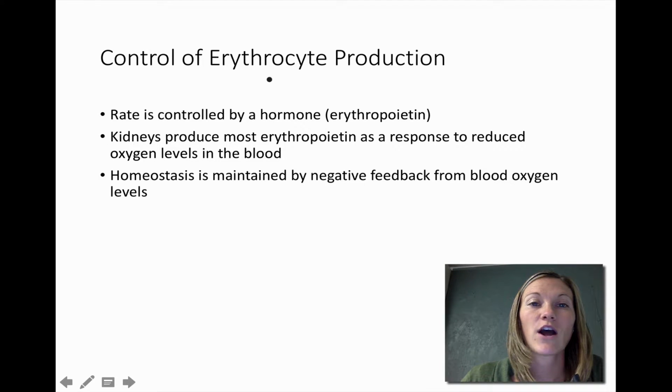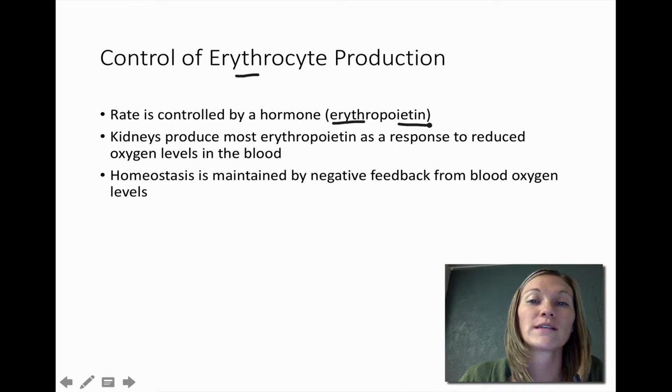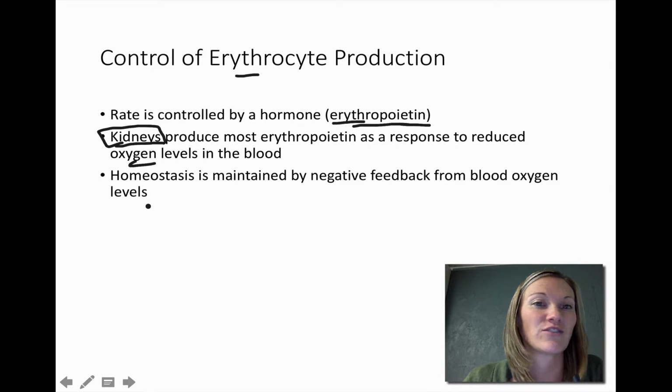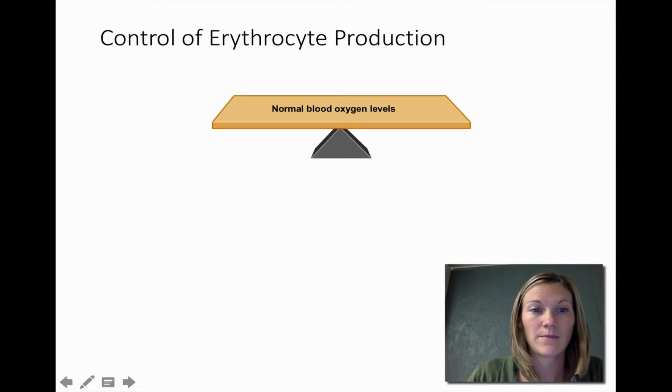So basically, erythrocyte production is going to be controlled by hormones. The hormone is going to be called erythropoietin. This hormone is produced by the kidneys, and it's going to basically increase red blood cell production in response to lowered oxygen levels in the blood. Homeostasis is maintained by a negative feedback loop, and we will go through that basically right now.